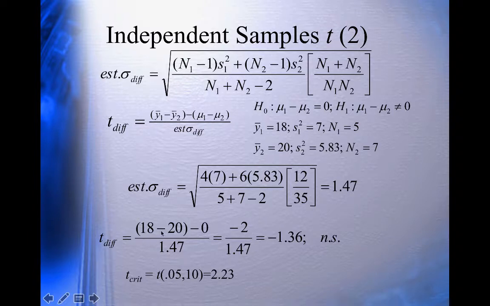So our t is going to be 18 minus 20 minus 0 over 1.47. That's minus 2 over 1.47. That's minus 1.36. And it's not significant because it would have to be bigger than minus 1.96 in magnitude. Turns out that with 10 degrees of freedom, it needs to be 2.23. Or in this case, it would be less than minus 2.23. So it is not a significant difference in our example. So that's how you would actually compute the independent samples t by hand from the given. So you got two means, two variances, two sample sizes. You plug all that stuff in and you come out with a t-test.